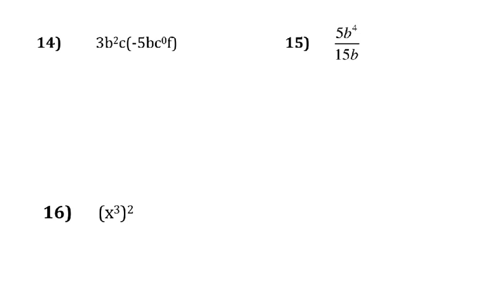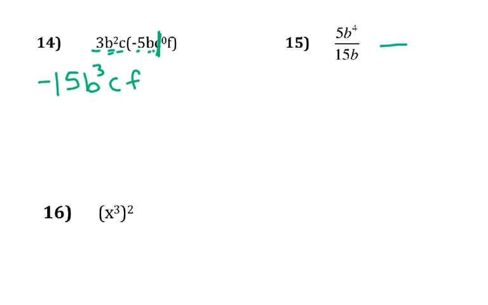Okay, number 14, 15, and 16. Pause the video and try those, and then I'll show you how to do those. Okay, number 14, you should have gotten negative 15, b to the 3rd, c, f. So the negative 15 comes from 3 times negative 5. The b to the 2nd times b, that's how I get b to the 3rd. The c to the 0, remember, is 1. So when I do c times 1, I just get c, and then times f.